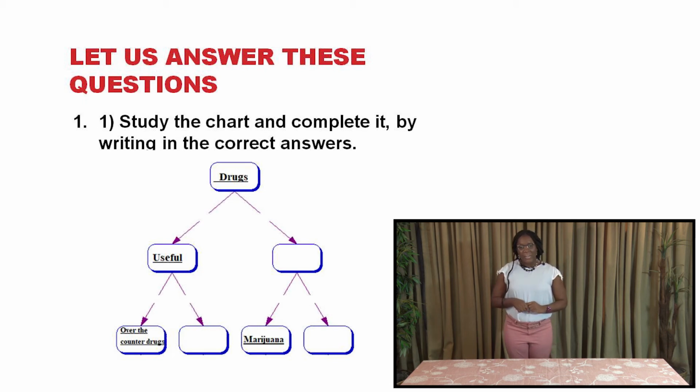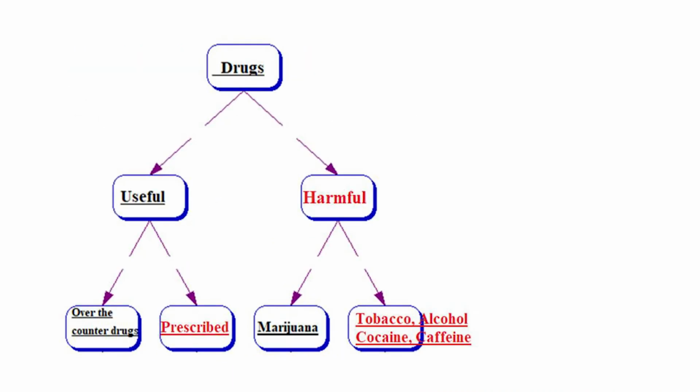In the chart, you can see it begins with drugs, then the types of drugs. We have useful written in. You will write in the other type. On the useful, examples, over-the-counter drugs, and under the other type of drug, marijuana. Did you come up with these answers? The types of drugs, useful and harmful, was the missing answer. Examples of useful drugs, over-the-counter drugs, and prescribed drugs. Example of harmful drugs, marijuana, and either tobacco, alcohol, cocaine, or caffeine.